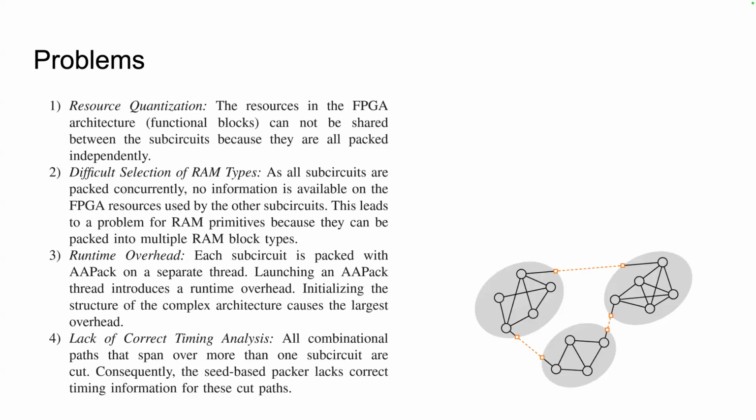And then you have the problem of you lack correct timing analysis. So for example, these cut edges don't exist in the netlist that they give to each instance. If you have a critical path here that was cut, then the VPR instances don't really think of it as a critical path anymore, because it's a pretty short path now, since we cut some of the path.